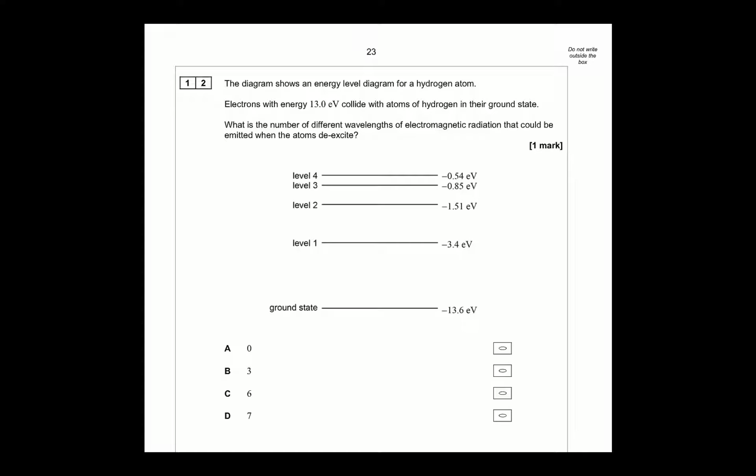So we can get up to here. So we can see this, this, or this. We could also get up to level 2. So it could be this or this, and it can get up to level 1, so it can be that. 1, 2, 3, 4, 5, 6. 6 possible wavelengths of light.